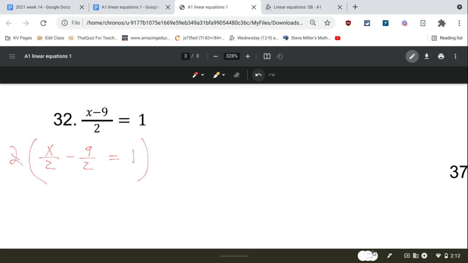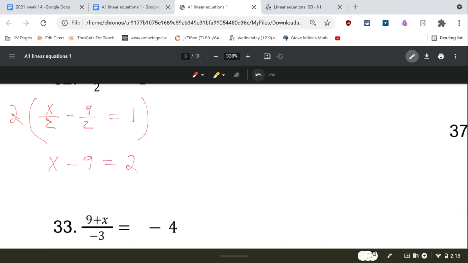So the 2 and the 2 will cancel, so I'm just left with x. And then I've got to distribute the big 2 to the 9/2 as well. That's going to leave me with a 9 because the 2's just cancel. And then I've got to do 2 times the 1 as well. And then plus 9 to both sides to cancel out the 9. And you're left with x is equal to 2 plus 9, which is 11. Cool.